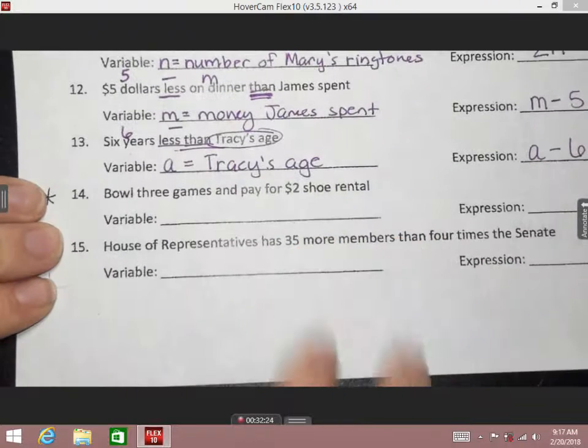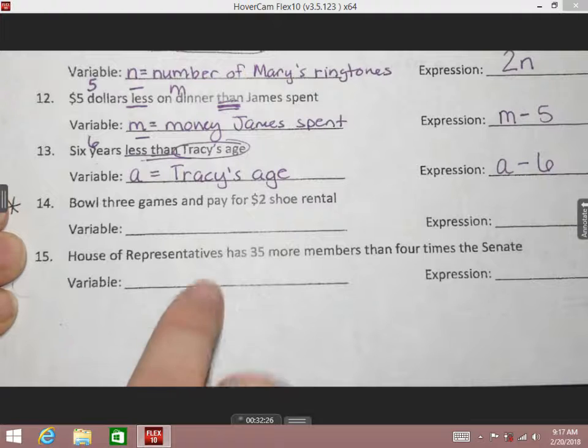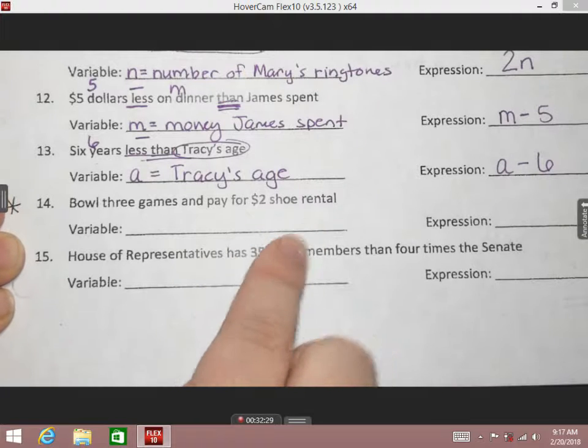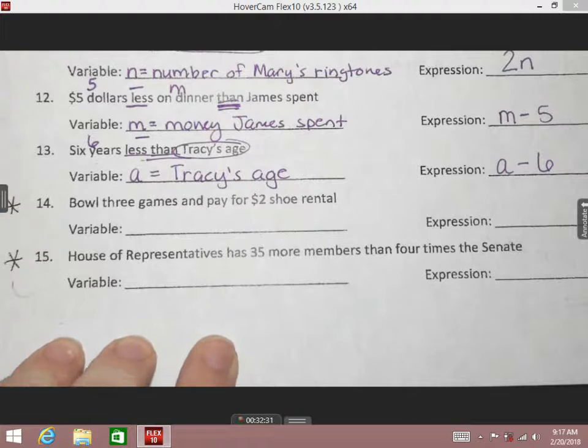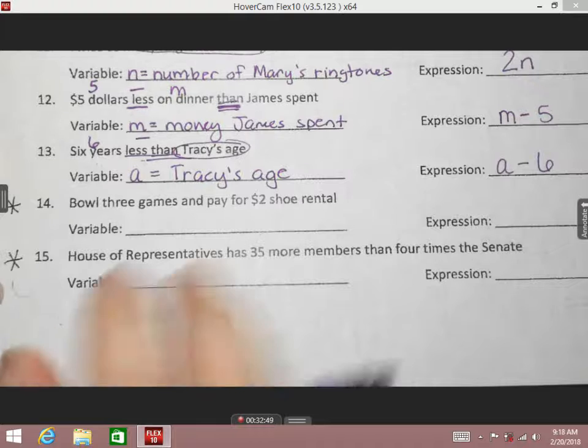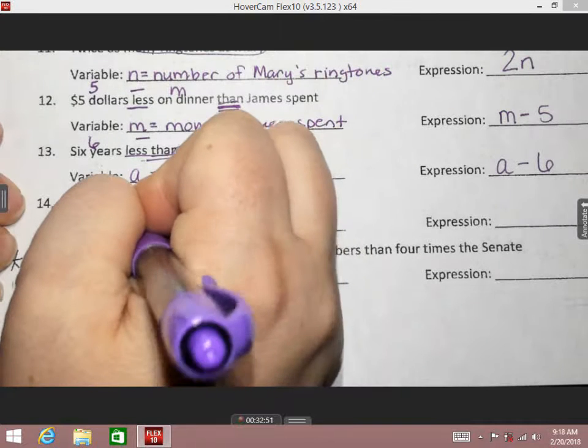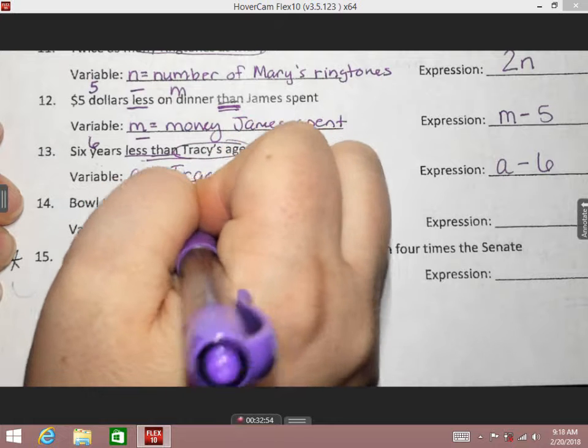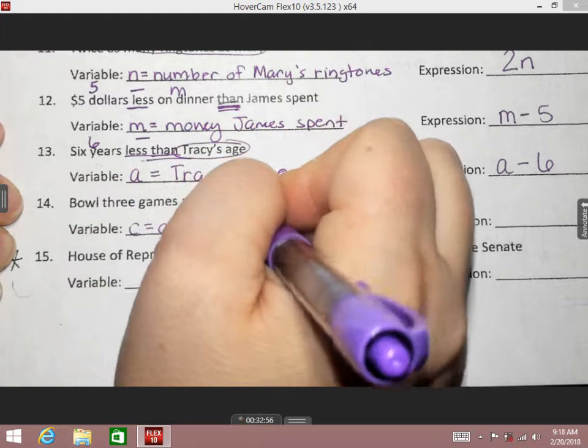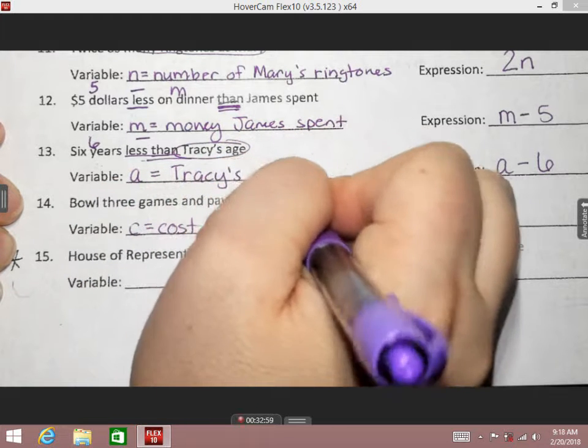All right, number 14. We want to bowl 3 games and pay for a $2 shoe rental. Again, my variable can only represent one thing. What am I missing? What do I need to know? How much the bowling game costs. Now, again, can my variable represent all 3? No, my variable is just going to be 1. So I'm going to put C, which equals the cost of 1 bowling game.